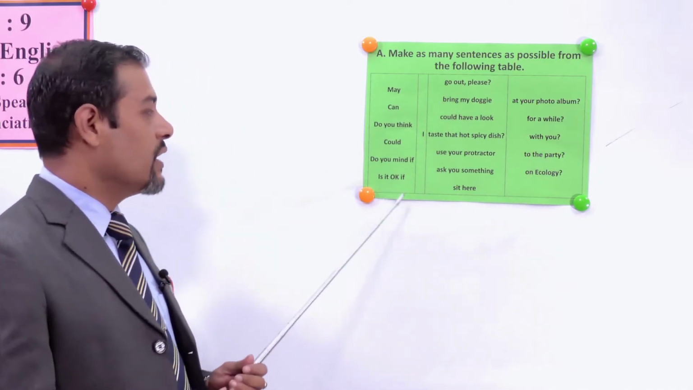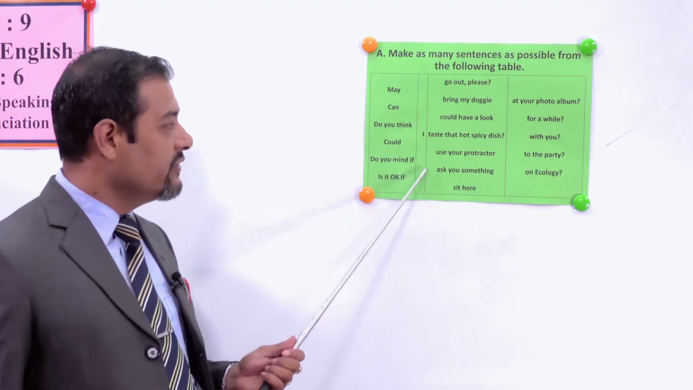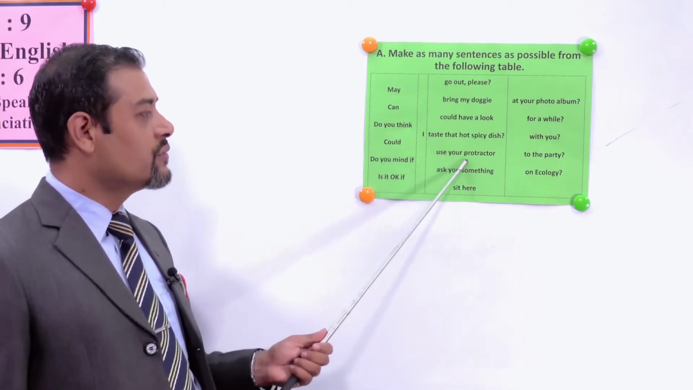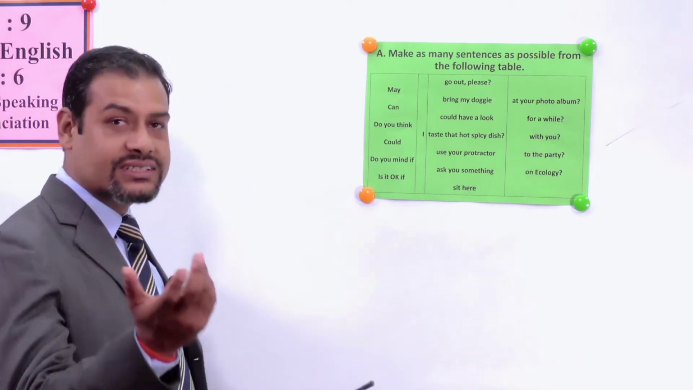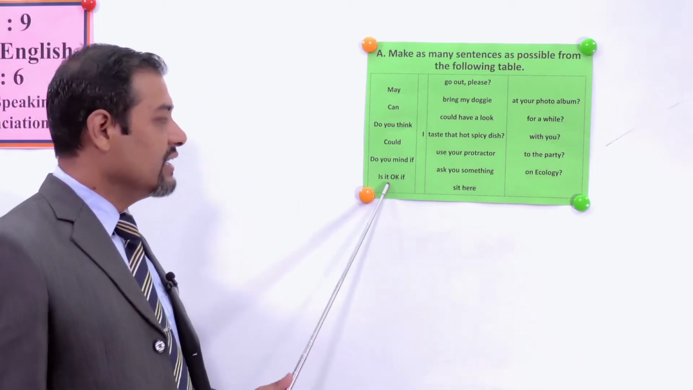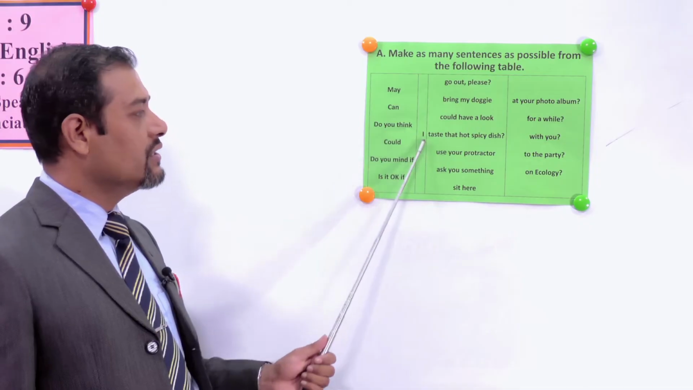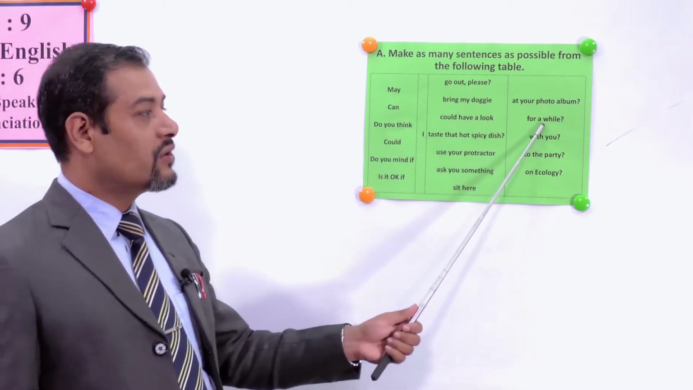All right. Now, next one, do you mind if I use your protector for a while? Okay, you can make a sentence like this. And here is again, is it okay if I use your protector for a while?